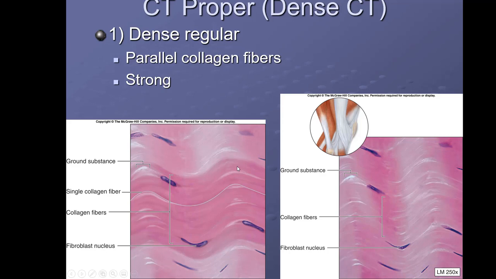So the big places that you find it are tendons, which is connective tissue that connect muscle to bone. You need lots of strength there. Ligaments are great examples of this also. And that's what's shown in this picture. These are tendons connecting muscle to bone. The ligaments, on the other hand, connect bone to bone.